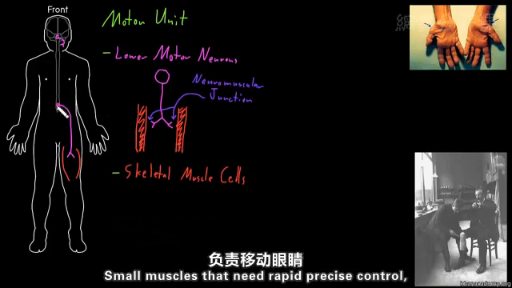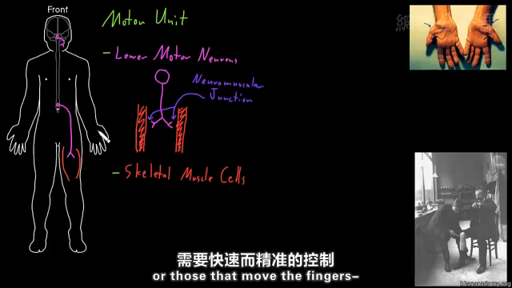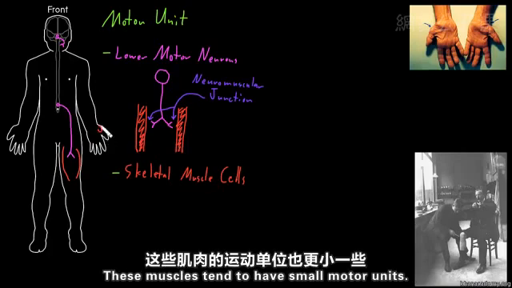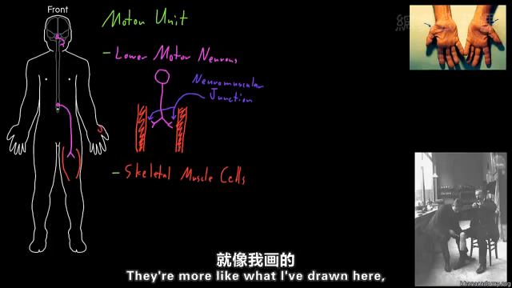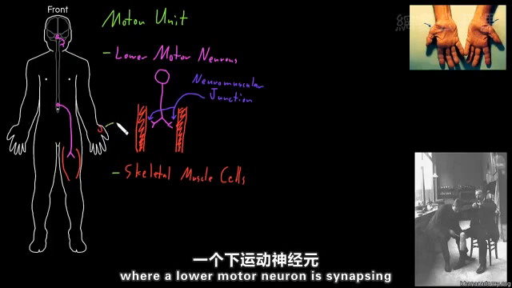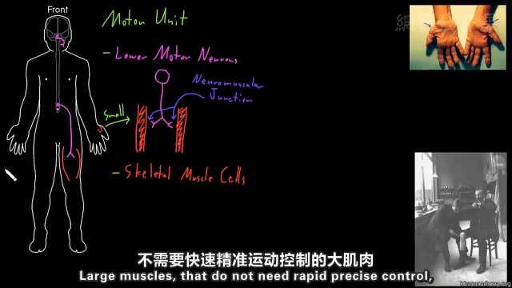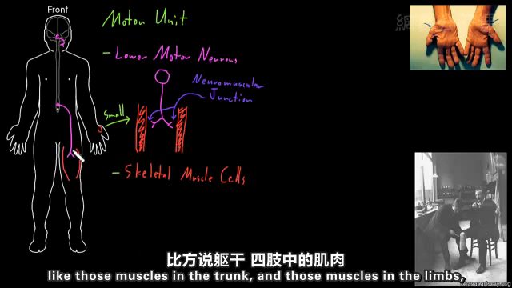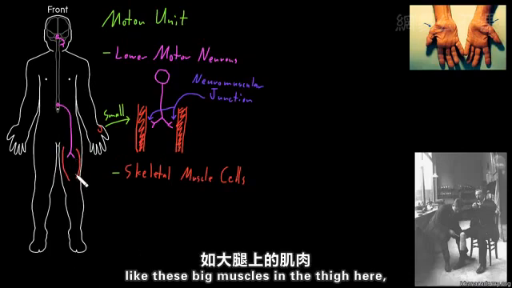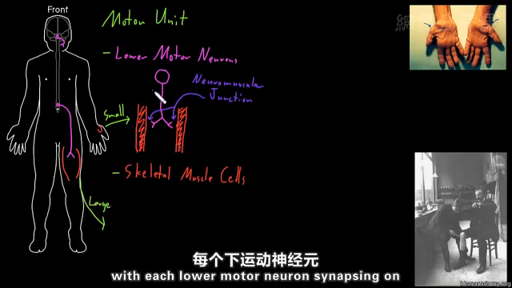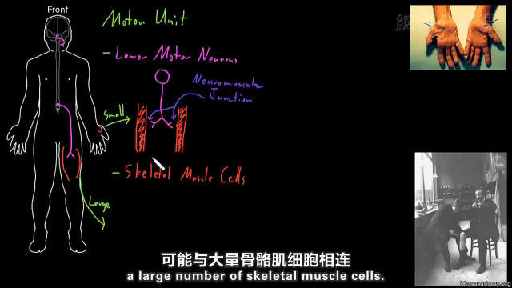Small muscles that need rapid, precise control, like those that move the eyes or those that move the fingers, I'll just draw a little muscle here in the hand to represent muscles that move the fingers, tend to have small motor units. So they're more like what I've drawn here, where a lower motor neuron is synapsing on just a small number of skeletal muscle cells. Large muscles that do not need rapid, precise control, like those muscles in the trunk and those muscles in the limbs, like these big muscles in the thigh here, usually have large motor units, with each lower motor neuron synapsing on a large number of skeletal muscle cells.